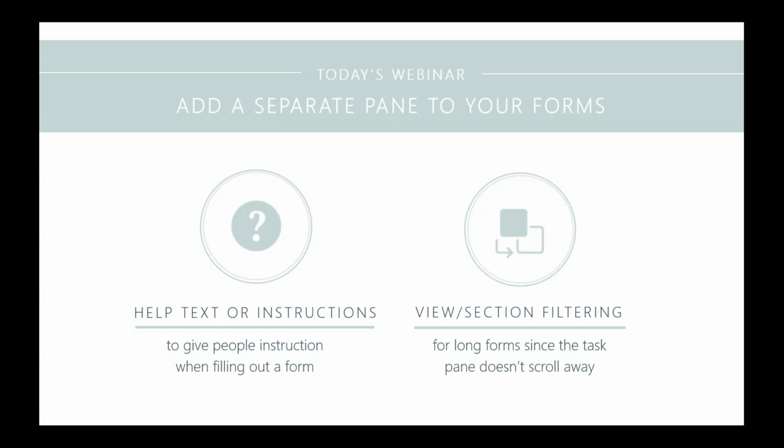This technique can be used for at least two things, possibly more. We're going to show how to display help text or reference instructions in the task pane, which is wonderful because you can anchor it there. People can scroll down through your form and continue to look at the instructions for how to fill out the form, or if they just need a reference. The other possible use is to do filtering or section hide and show. So if you have a very long form, like a dashboard form, you can do that.